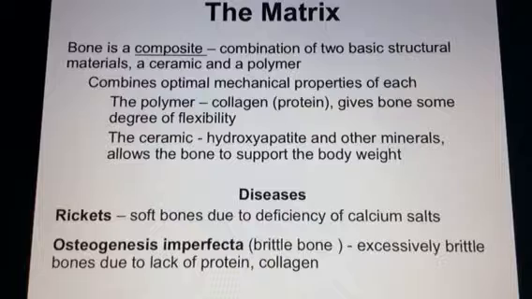The polymer, the protein, gives the bone some degree of flexibility, whereas the ceramic allows the bone to support the body weight. We'll get into bone disorders in a separate video, but we will talk about rickets and osteogenesis imperfecta, which is brittle bone. Brittle bone has a lack of that protein, collagen, and rickets has a deficiency of calcium salts, so not enough calcium salts leads to soft bones.